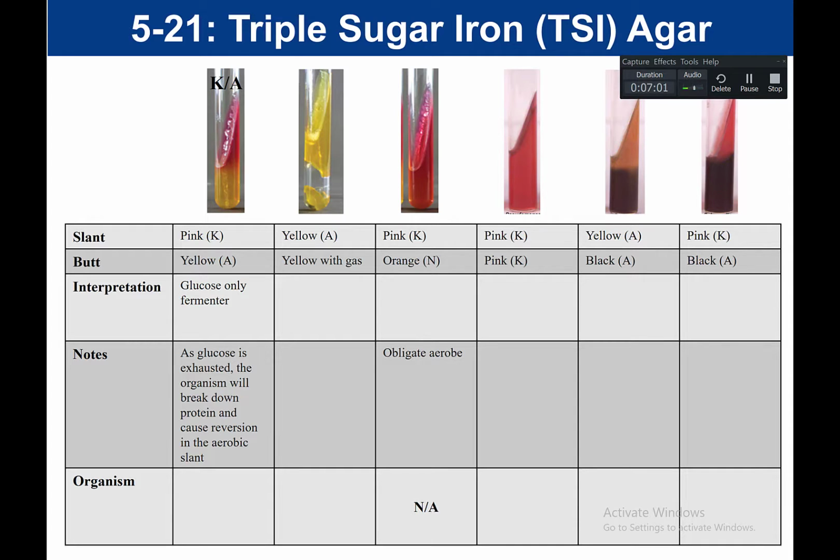However, we grew these for 48 hours, and when we did that, the top, remember the slant, is going to grow faster, and when the slant grows faster, it's going to run out of glucose faster. If it can't use a disaccharide, it's going to use the peptones, and the peptones are going to produce alkaline products, and it's going to raise the pH. So pink-yellow is a glucose-only fermenter.